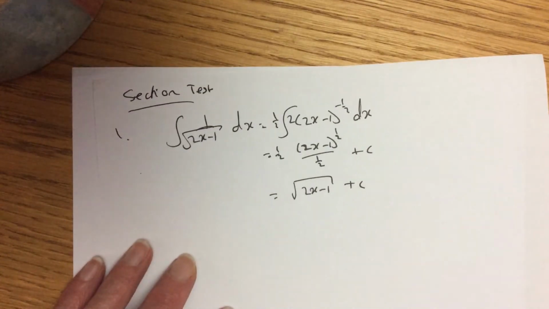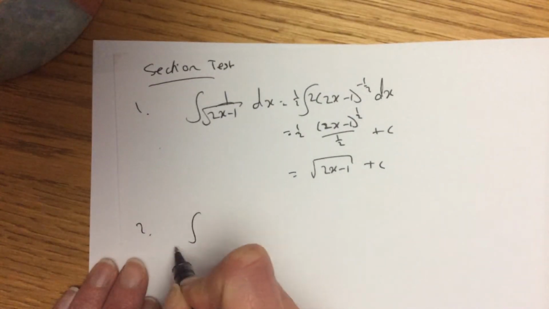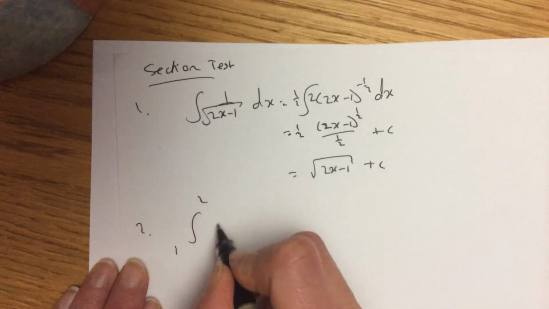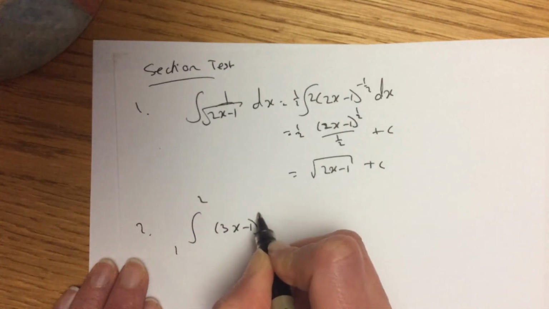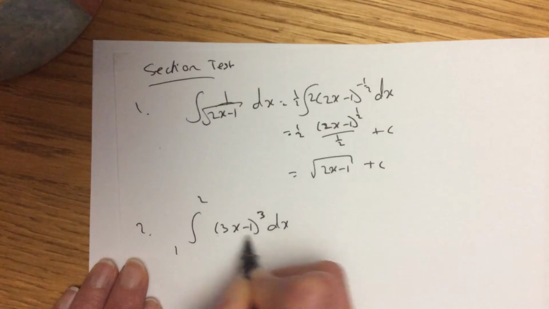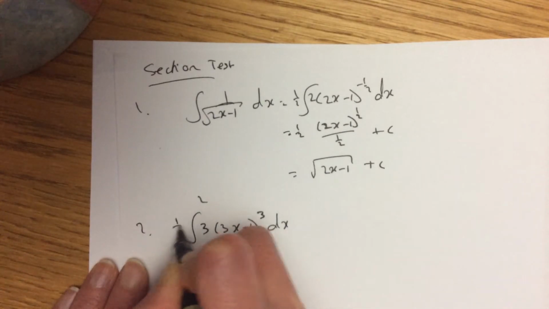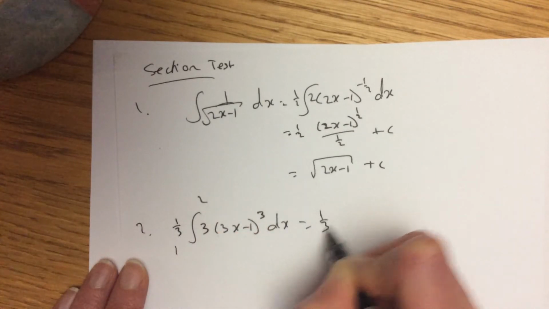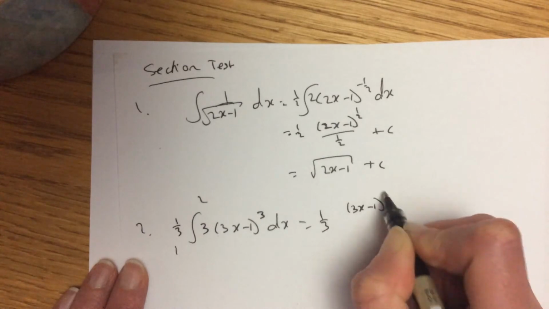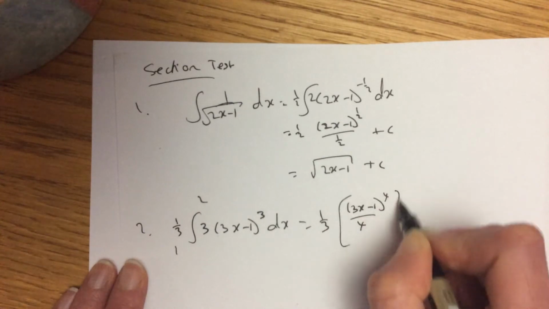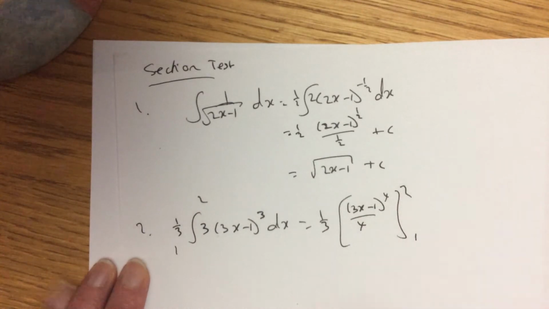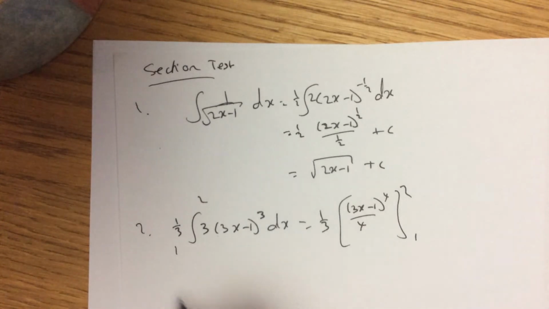Number 2 is another bracket one. So it's 1, 2, 3x minus 1 cubed. Derivative of the brackets is 3. Balance outside. Add 1 to the bracket. Remember the derivative disappears. 2, 1. So just sub in your 2 and sub in your 1. Number 3.